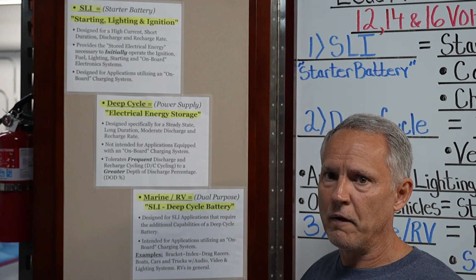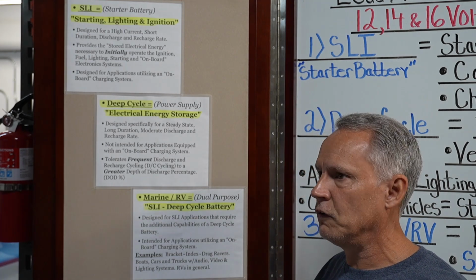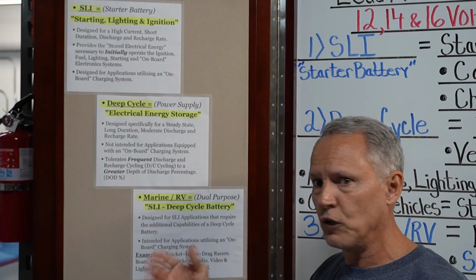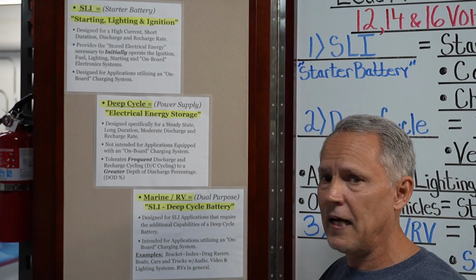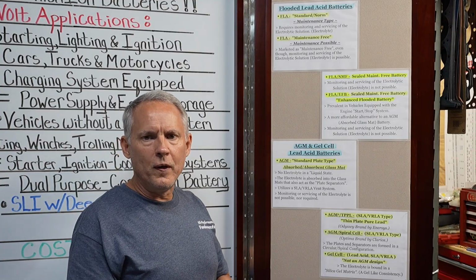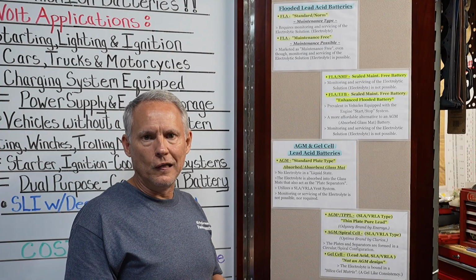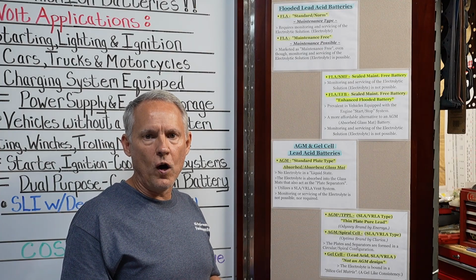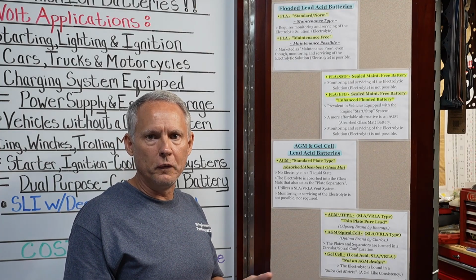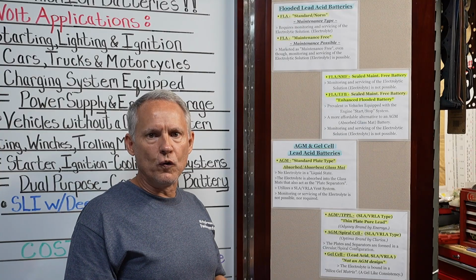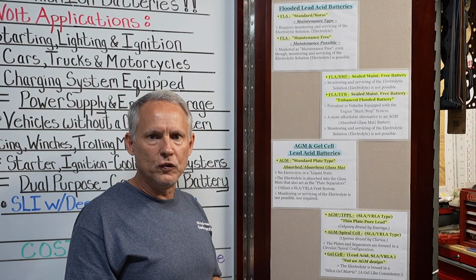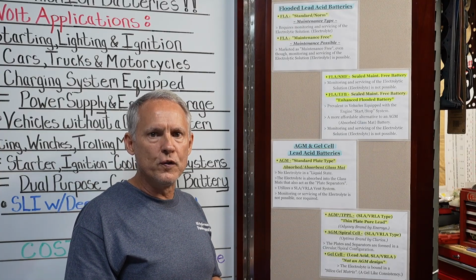There's all different types of batteries out there nowadays that you can purchase, and they have pros and cons, like anything, right? And we're going to get into that next. Okay, so now we know our three basic battery applications: SLI, deep cycle, and the combination marine RV battery. Okay, so we got that out of the way. So what options are available to you in each of those classifications or applications? What options are out there?